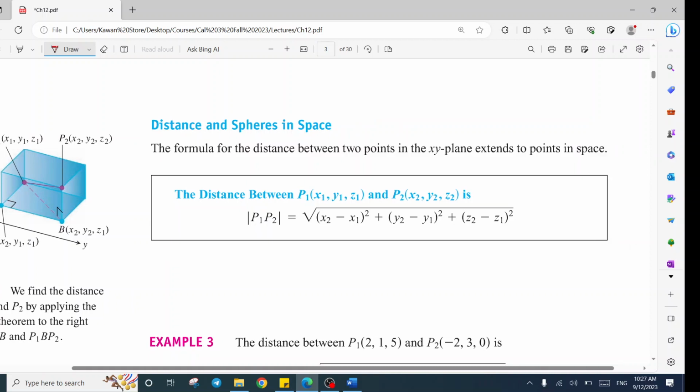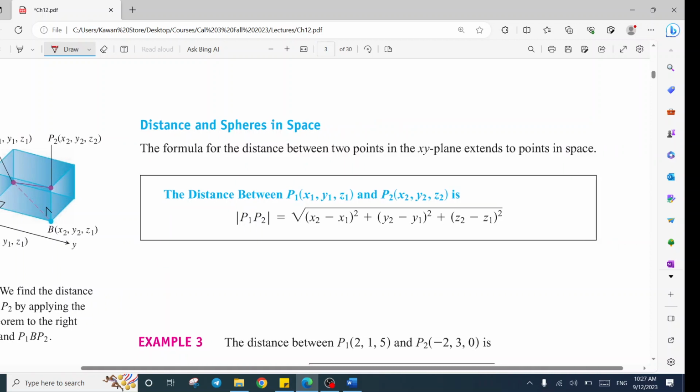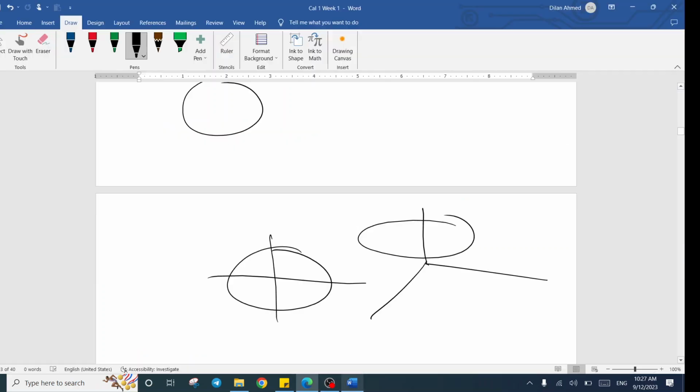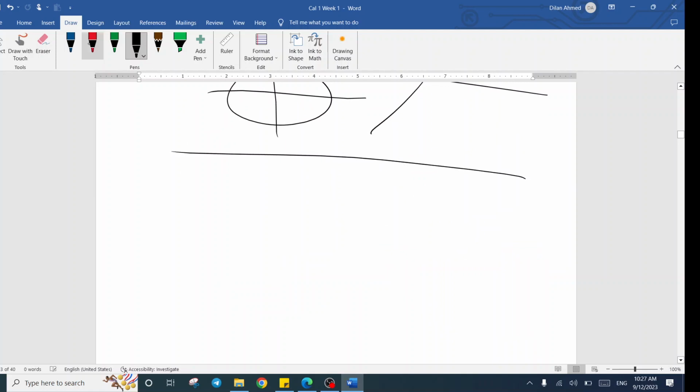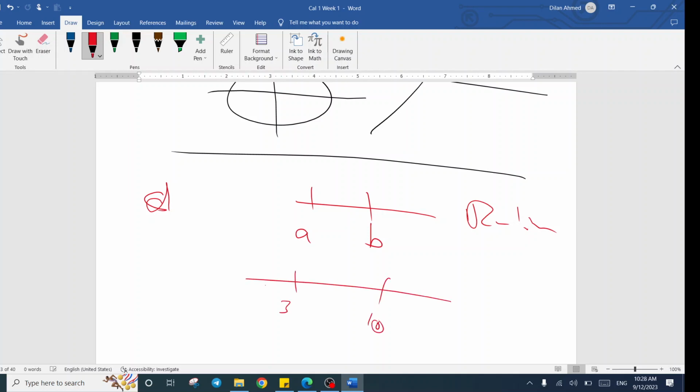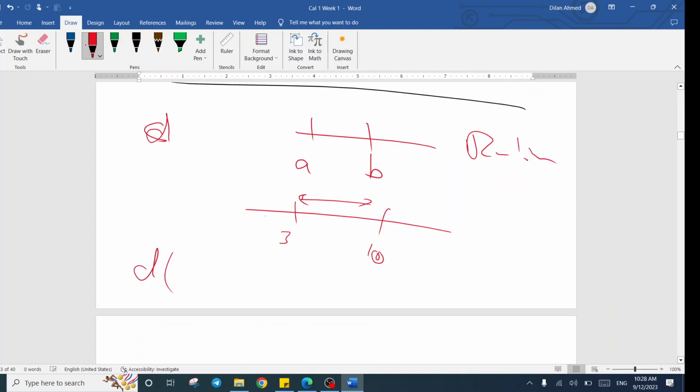Good. Now tell me about the distance. How do we find distance? Let me start with a line. We remember from calculus and pre-calculus, we have A and B on the real line. If you try to find the distance between them, for example 3 and 10, how do we do it? The distance AB is equal to the absolute value of B minus A, which is 10 minus 3, equal to 7 units.